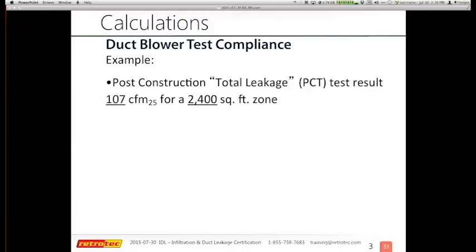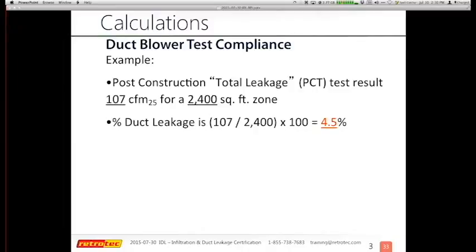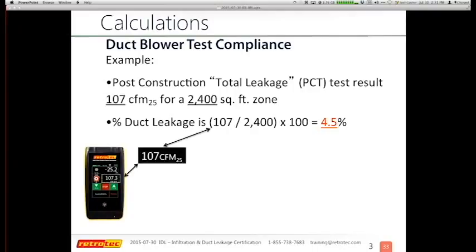So if I did a total leakage post-construction test, and on my gauge I had 100 CFM at 25 pascals of leakage, and let's say the house was 2,400 square feet for that zone or for that total house. A lot of people refer to it as a percentage versus CFM per 100 square feet, because it's easier to say 4.5% versus 4.5 per 100 square feet. It's the same concept, whether it's percentage or per 100 square feet.